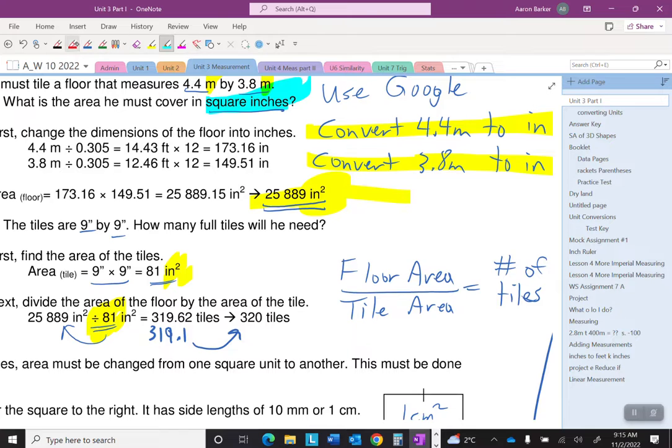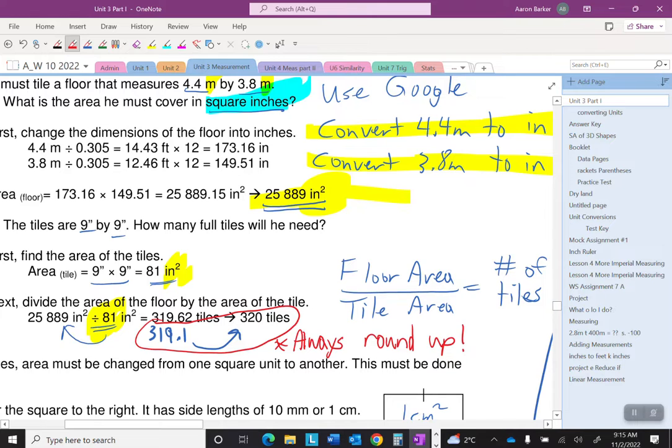Okay, let's make a little note of that. Write down 319 to 320, and your note should be always round up. Unit 1 project, I think it was cans of paint. It was 5.6, and you have to round up to 6.